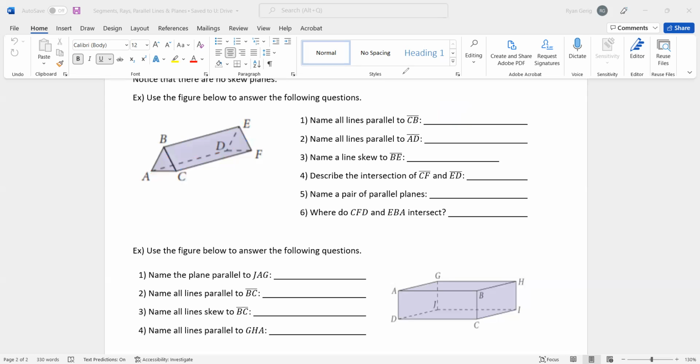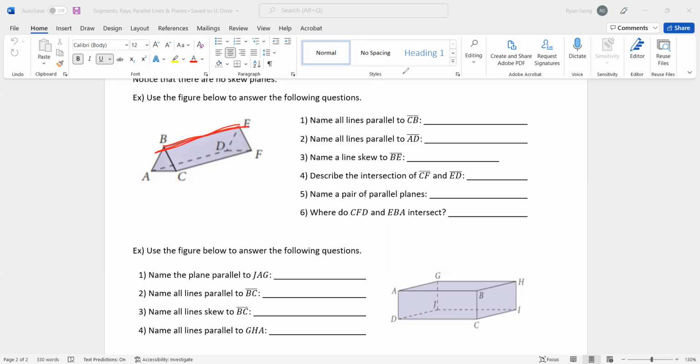Now we're gonna look at skew. Name a line, any line, skew to BE. So BE is right here. CF is not skew because CF would be parallel. AD is not skew because AD would be parallel. EF is not skew because that intersects, right? Those two intersect at E, so not that one.